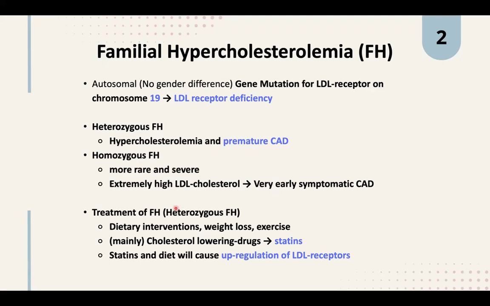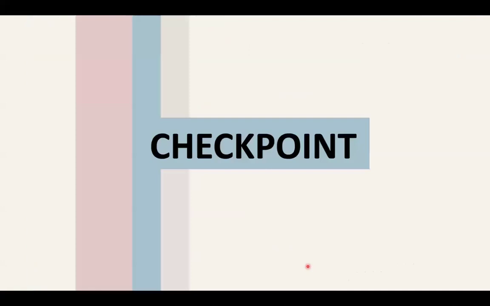How do you treat FH? Again, dietary interventions, weight loss, exercise, but mainly you rely on cholesterol-lowering drugs, which are statins, the ones we talked about, okay? So statins and the diet will cause upregulation of LDL receptor. So remember, they have a deficiency of LDL receptor. They're making very little of it. So you need to kind of help the cell to make more LDL receptor, and you can do that using statins because statins upregulate LDL receptor. Okay. Do you have any questions?